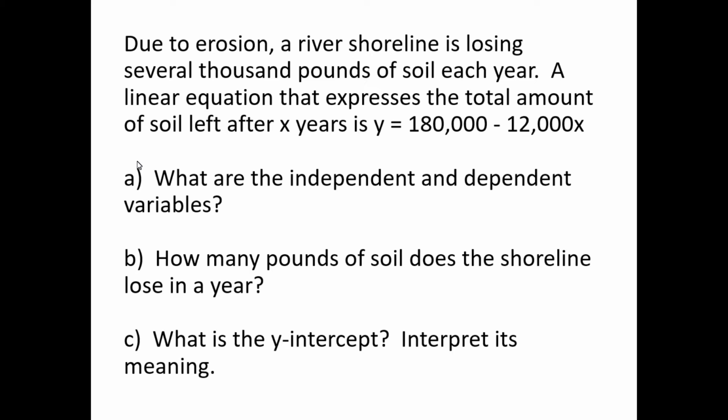Part C, what's the y-intercept, and interpret its meaning? The y-intercept is what we would get if we put in 0 for x. If we put in 0 for x, the 180,000 would still be on the right side of the equation. What that's telling us is when we begin, after 0 years of erosion, there's 180,000 pounds of soil on the river shoreline. So in this case, the y-intercept is 180,000. It means the amount of soil there before the erosion begins.